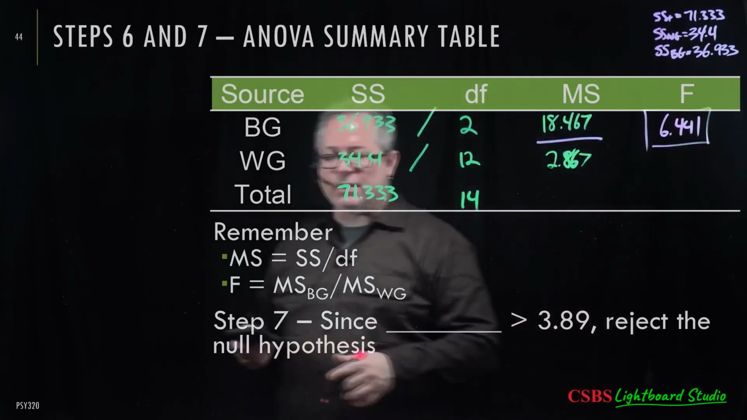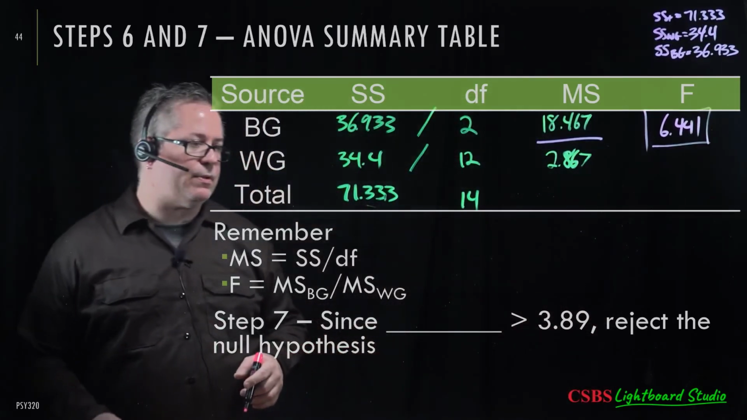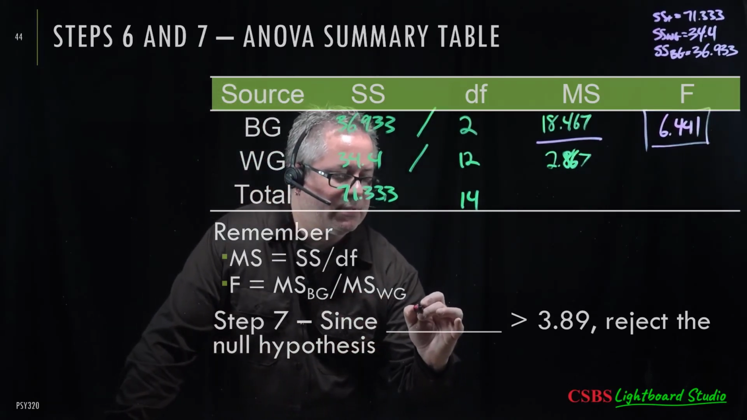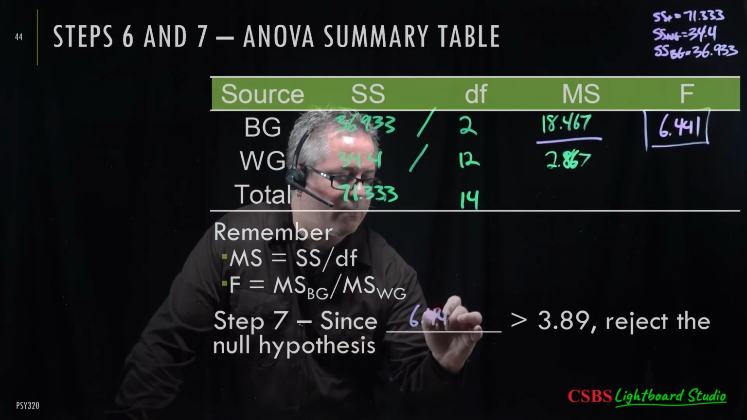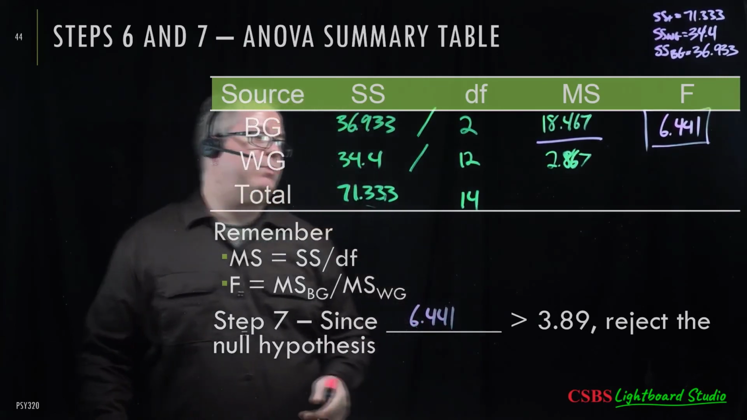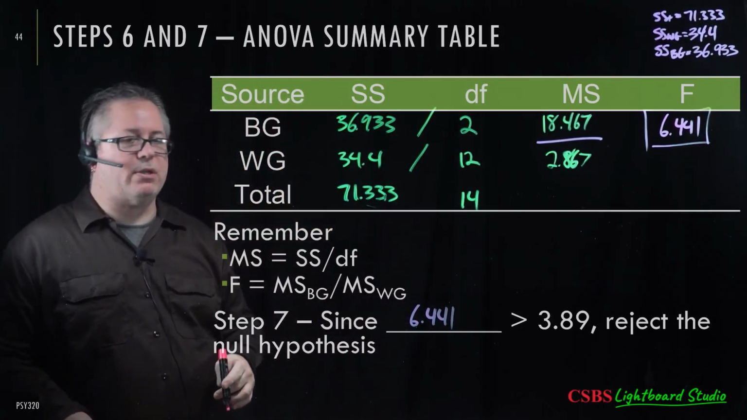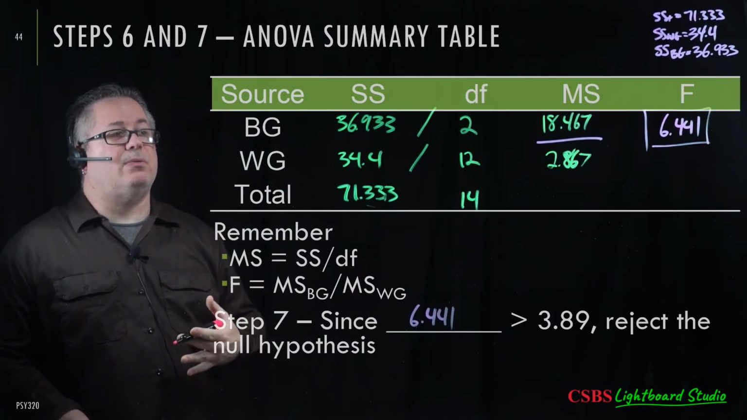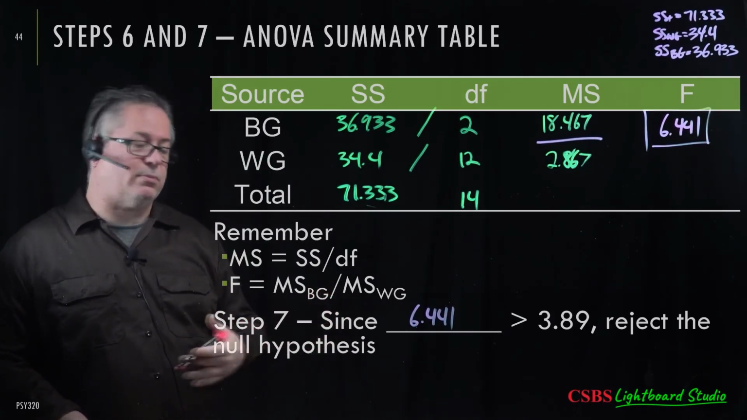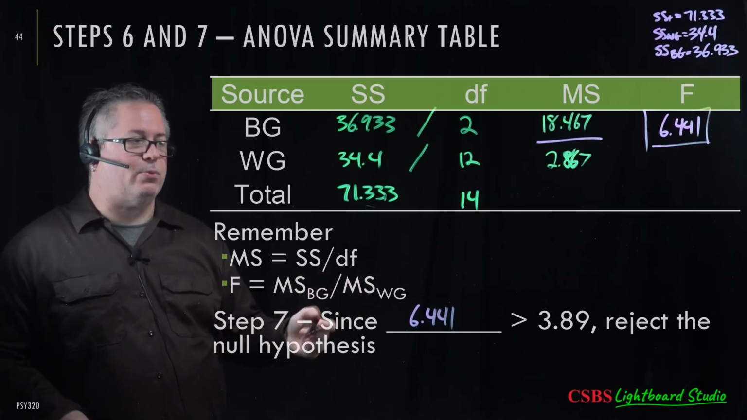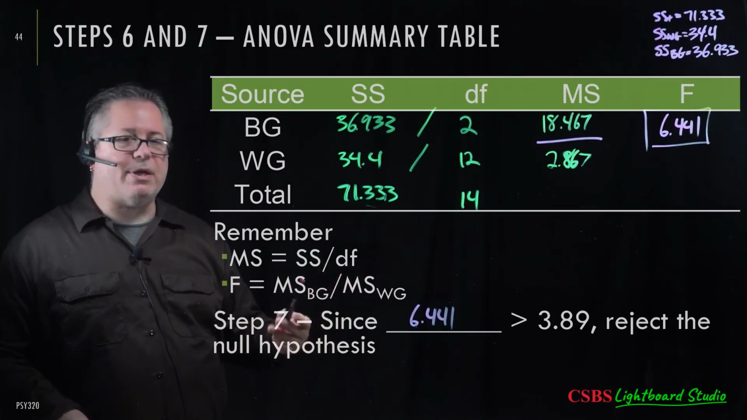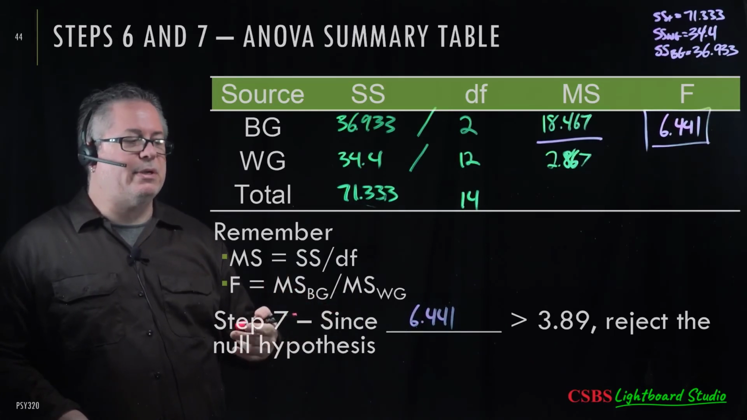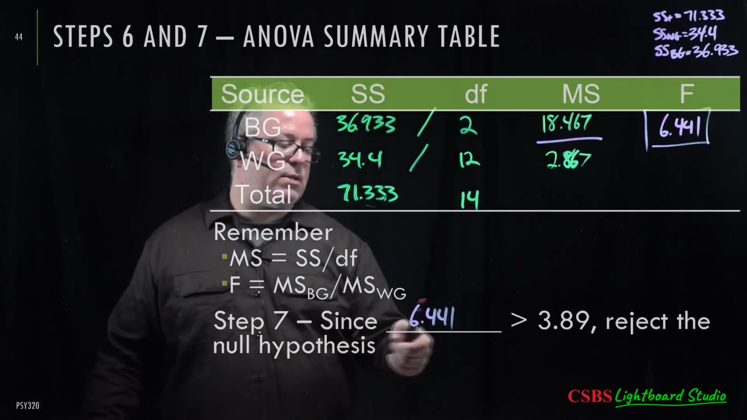I can go back to my decision rule now and say, all right, step 7, since 6.441 is greater than 3.89, we're going to reject the null hypothesis. What was the null? The null said that all the groups are equal, so all means are equal. So we're rejecting that. We know that not all means are equal. So there's at least one mean or two means that are different from each other in order for us to be able to reject the null hypothesis.